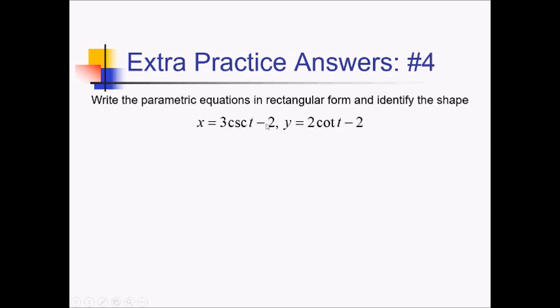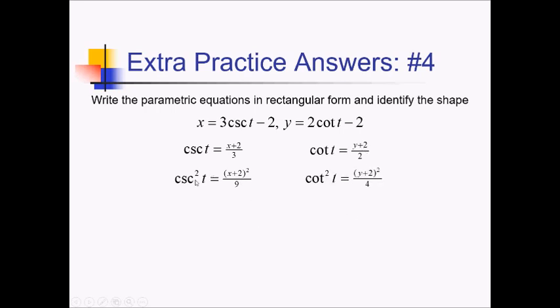On this problem, since I have two trig functions, I'm going to try isolating and squaring them, and then I'll use a Pythagorean identity. So for the first one, let me add 2 and divide by 3. So cosecant equals x plus 2 over 3. And then if I square that, I have cosecant squared equals x plus 2 squared over 9. Over here, let me add 2 and divide by 2 to get cotangent equals y plus 2 over 2. So then I can write cotangent squared equals y plus 2 squared over 4.